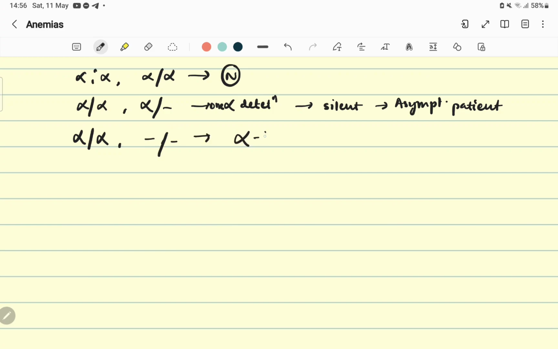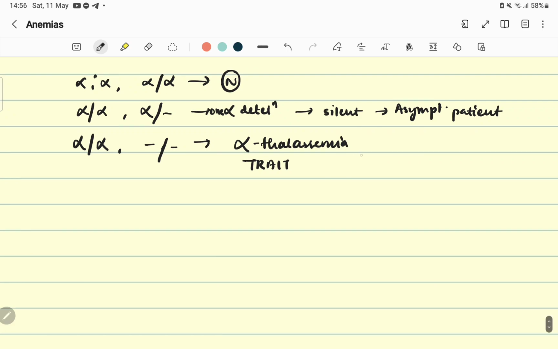And when both alpha genes on one chromosome are deleted, this is called alpha thalassemia trait, which is very similar to beta thalassemia minor, right?